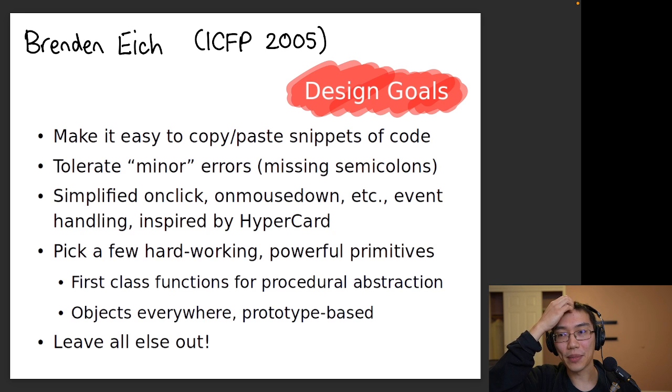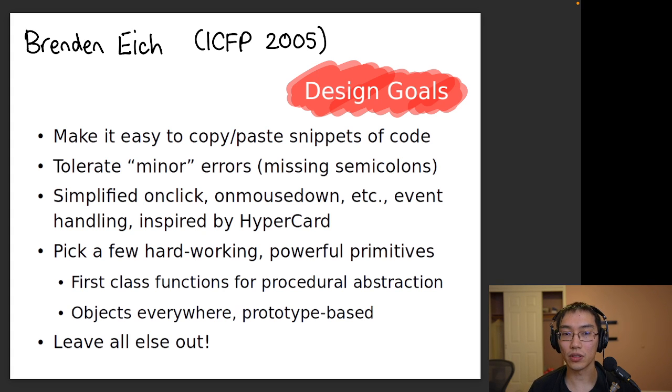So what happened? What did this language look like? And what constraints was Brendan operating under when he was trying to design this language in those 10 days? In ICFP 2005, Brendan gave a very nice keynote sort of describing some of the design goals for JavaScript during this time. And I've stolen one of the slides from this presentation.